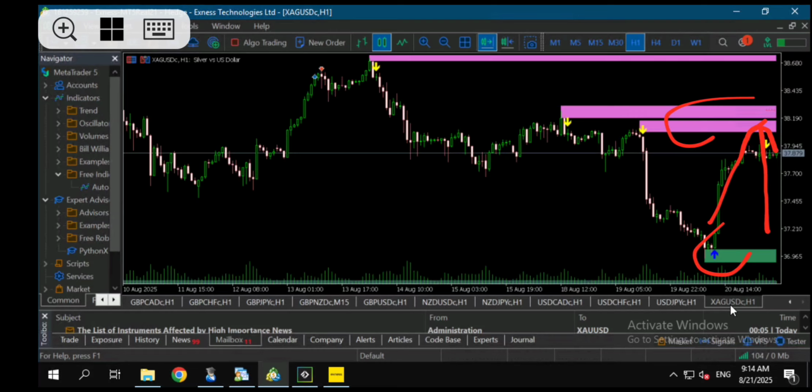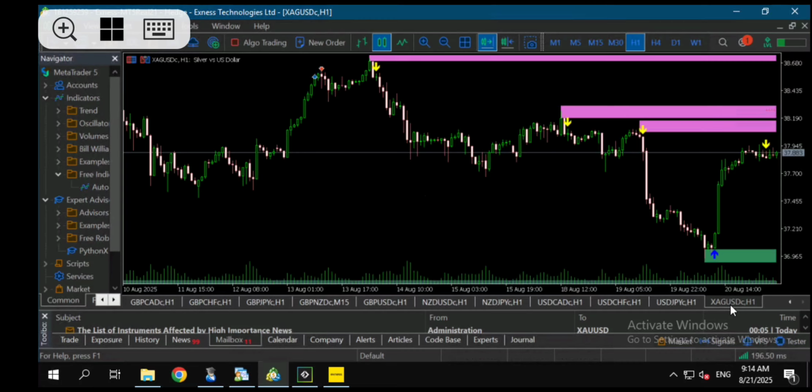Or if price comes all the way here, if price comes back all the way to this spot, it means, because price already tested here and rejected, this is the area of interest. If price comes here, now they are going bullish.